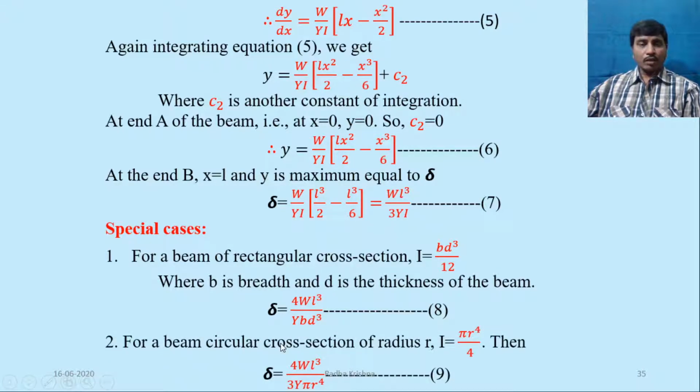For a beam of circular cross section of radius r, the geometrical moment of inertia I is equal to pi r power 4 by 4. On substituting the value of I in equation 7, we get the depression delta is equal to 4 W L cube by 3 Y pi r power 4. That is equation 9. In this way, we can derive the depression of a cantilever in case of rectangular cross section and in case of circular cross section also. Thank you.